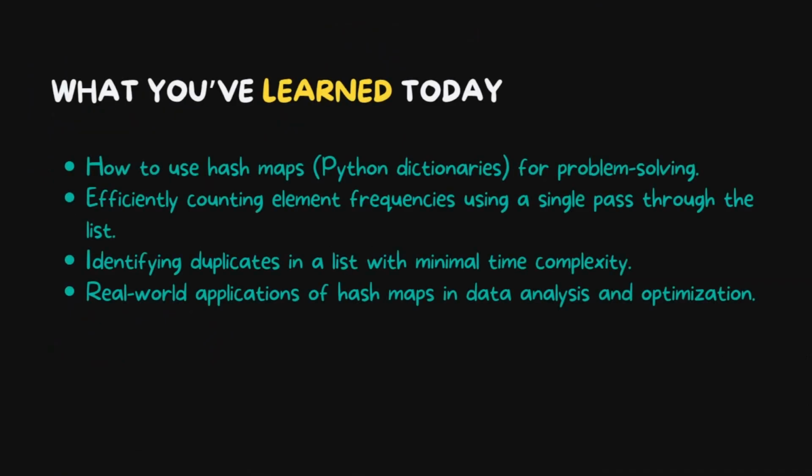So let's summarize what we have learned. Hash maps are powerful tools for storing and retrieving data in constant time. You can easily count element frequencies using dictionaries. Finding duplicates is straightforward with a combination of dictionaries and sets. These techniques are widely applicable in real-world problems and coding interviews. Mastering this concept will give you a huge advantage in problem solving and help you tackle more complex challenges.